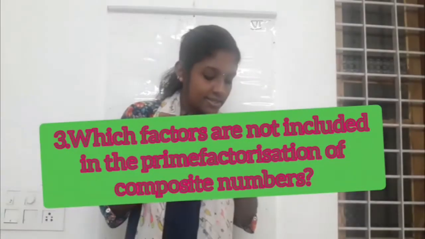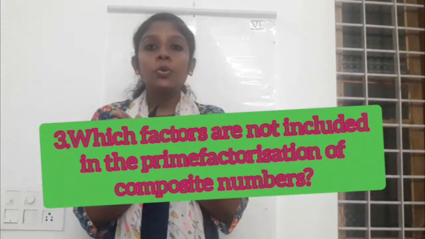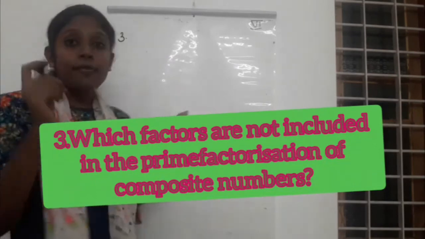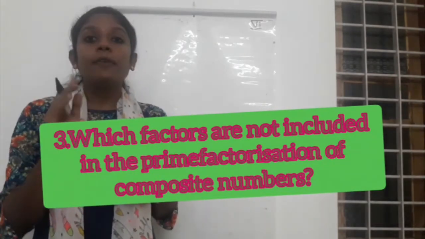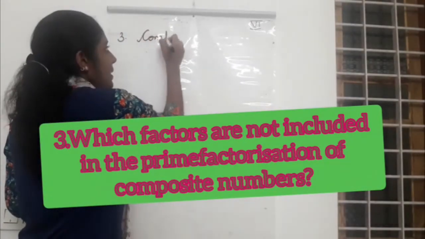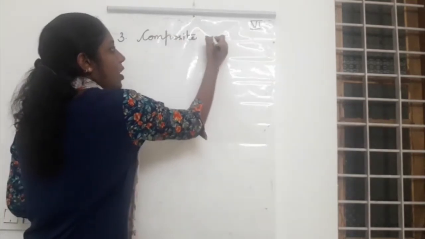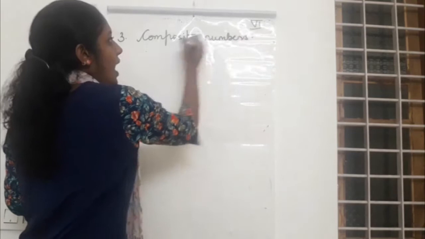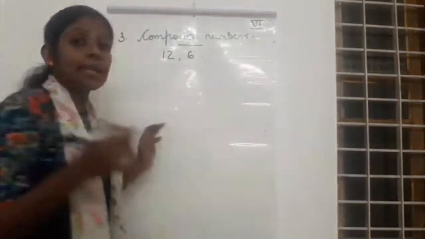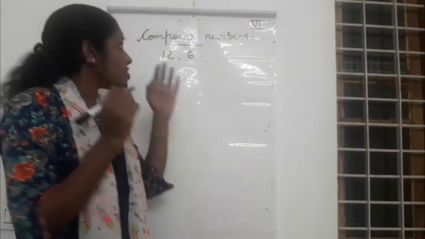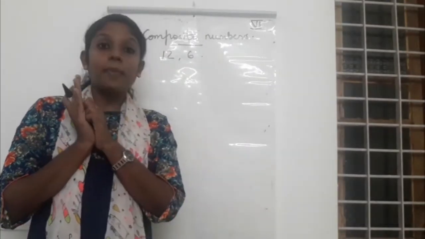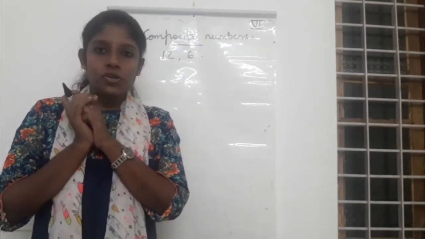Now the third question is: which factors are not included in the prime factorization of a composite number? Hope the question is clear for you. Here two terms are there. What is a composite number? Composite numbers are the numbers which have more than two factors. For example, 12 is a composite number, 6 is a composite number. They have more than two factors. Then, which numbers are not included in the prime factorization of a composite number?